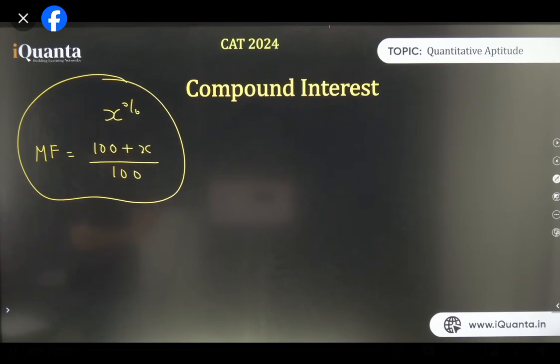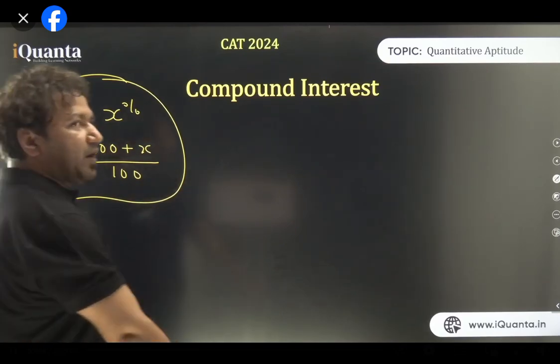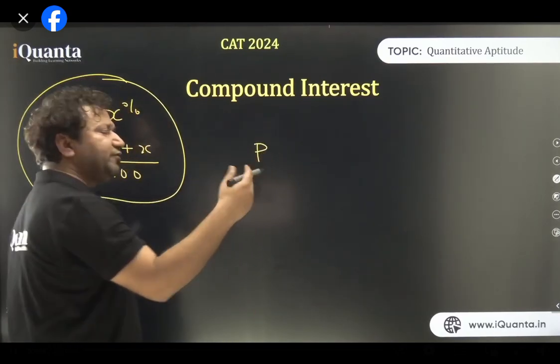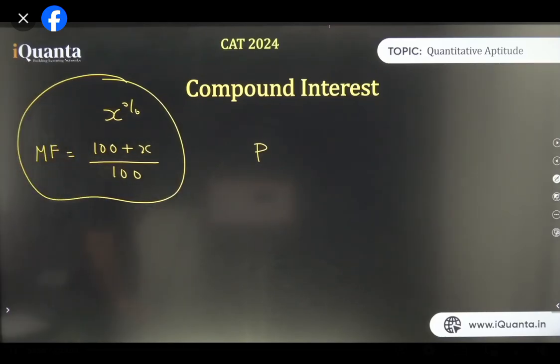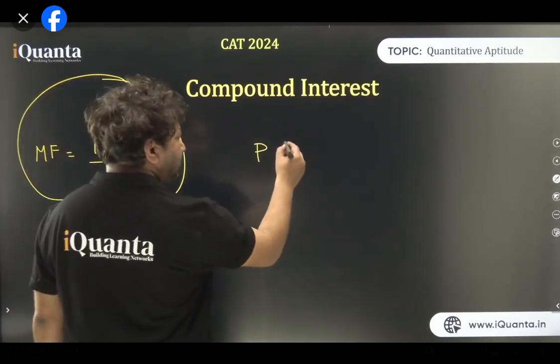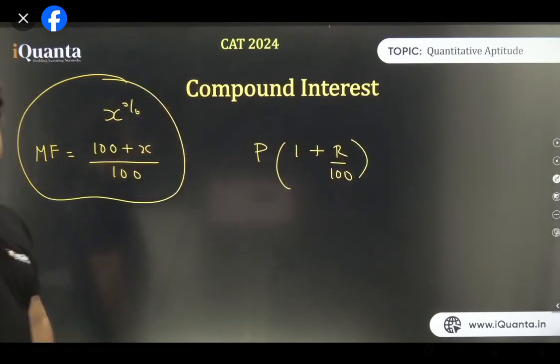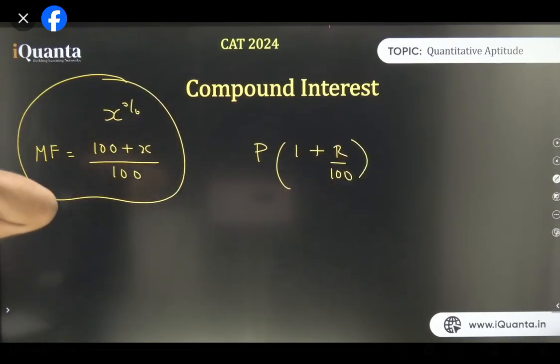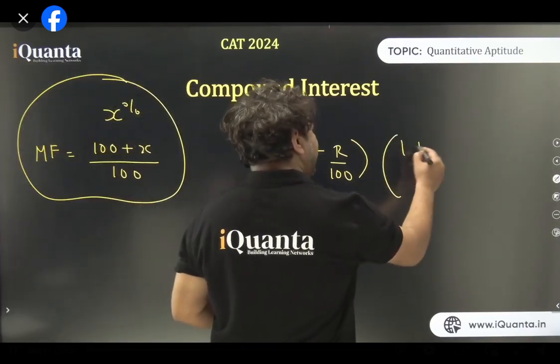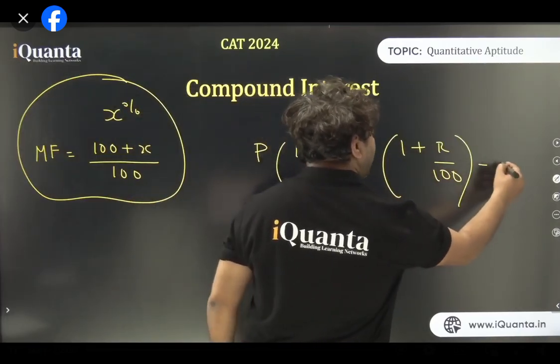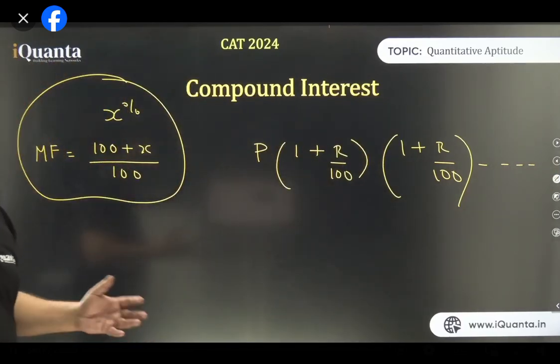Okay? So in compound interest, you invest something in a bank. Let's say you invest P at R% interest. So for the first year, you multiply P with 1 plus R by 100. So your money becomes this much after a year. After 2 years, you'll again multiply it by the same multiplying factor. The multiplying factor remains the same. You'll keep on multiplying for the time you are invested in the bank.